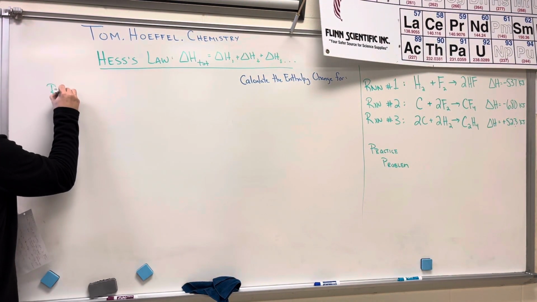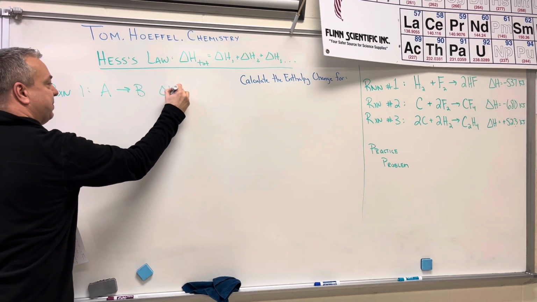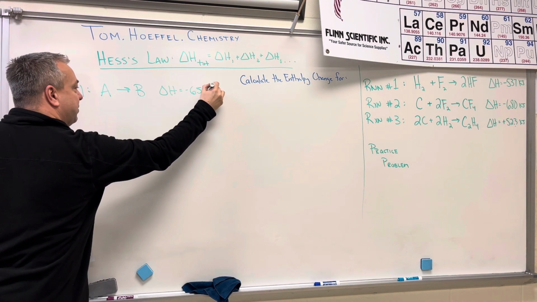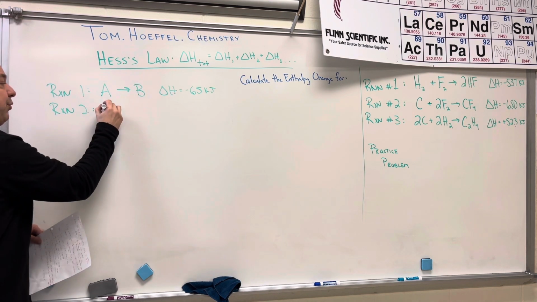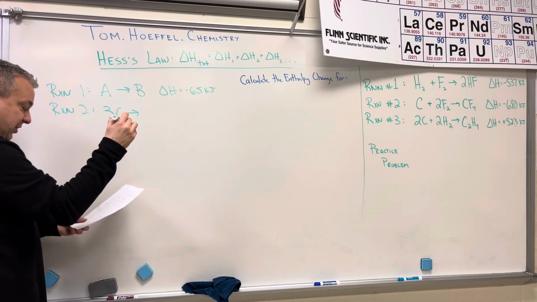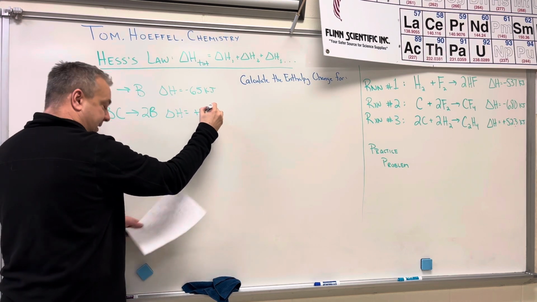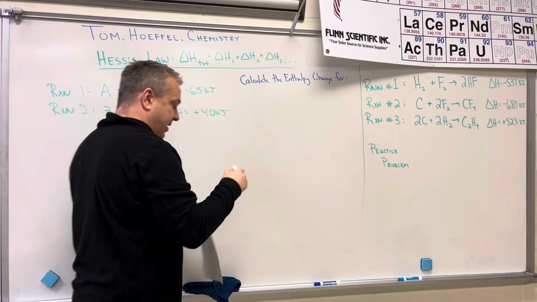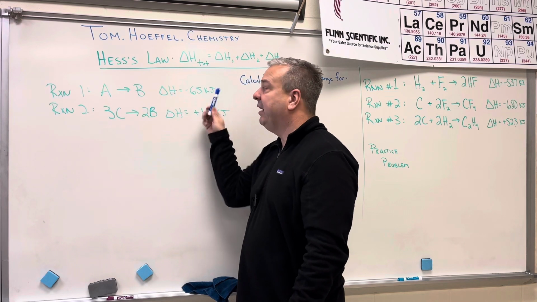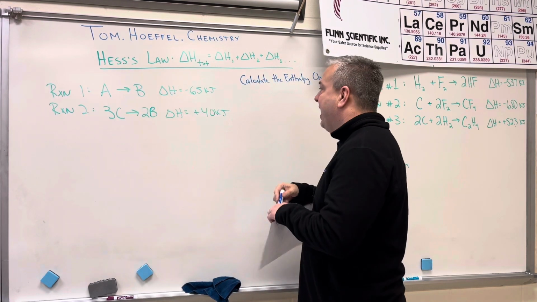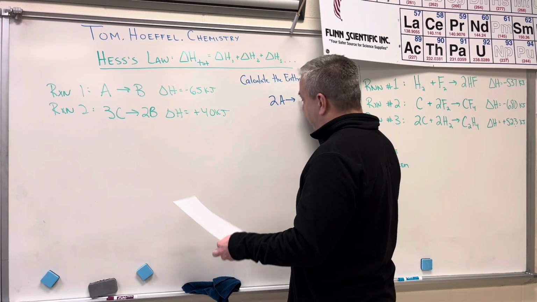So in this next problem, reaction number 1 is A to B, but this time it has an enthalpy change of negative 65 kilojoules. And reaction 2 is 3C to 2B, and it has an enthalpy change of positive 40 kilojoules. This question is going to ask: I don't want to know the enthalpy change of this, I have it. I don't want to know the enthalpy change of this, I have it. I want to know the enthalpy change of 2A yielding 3C.